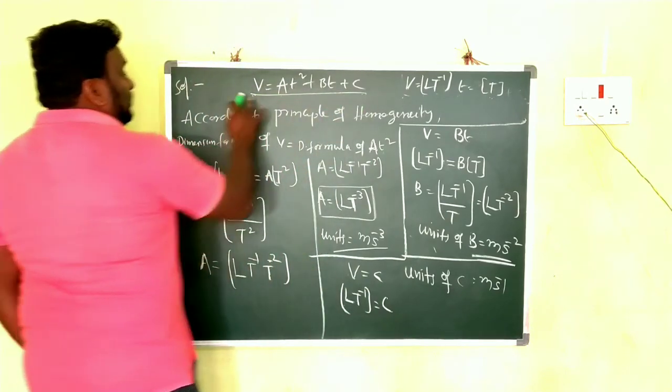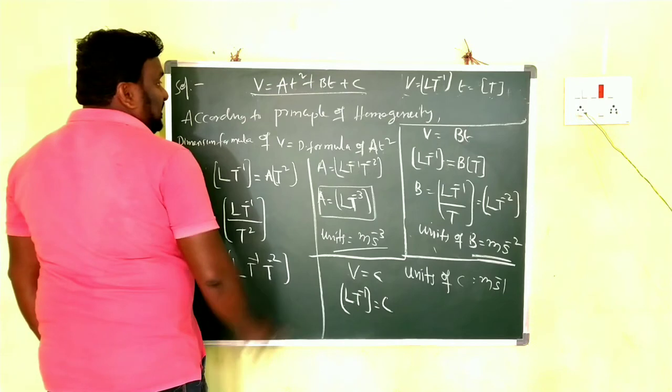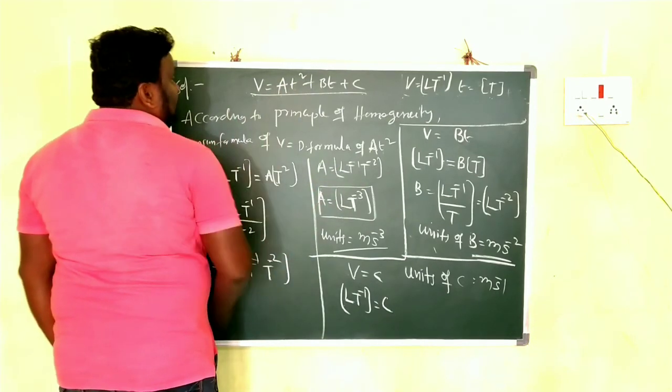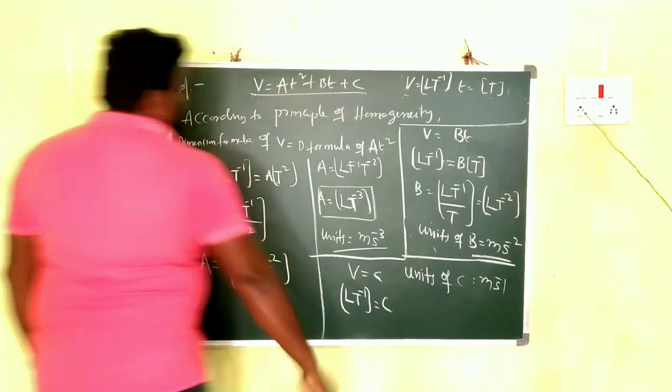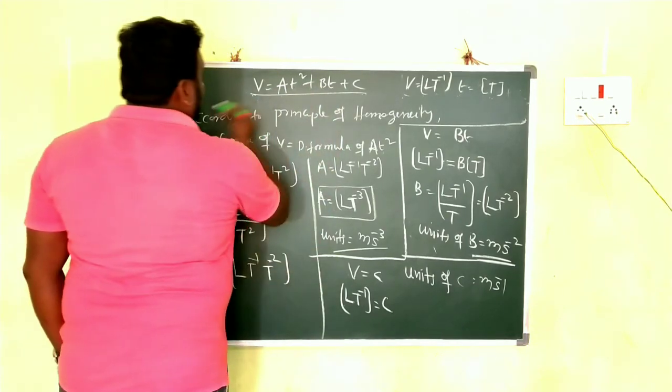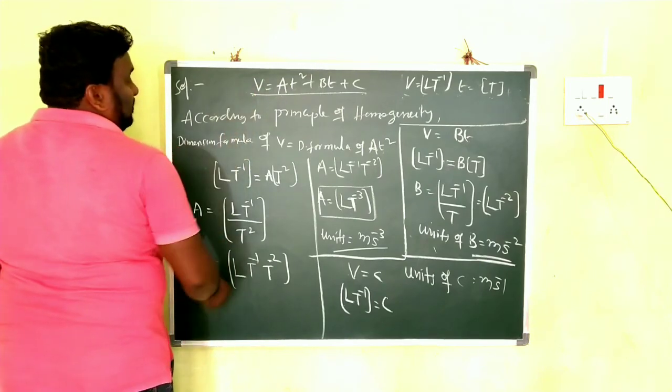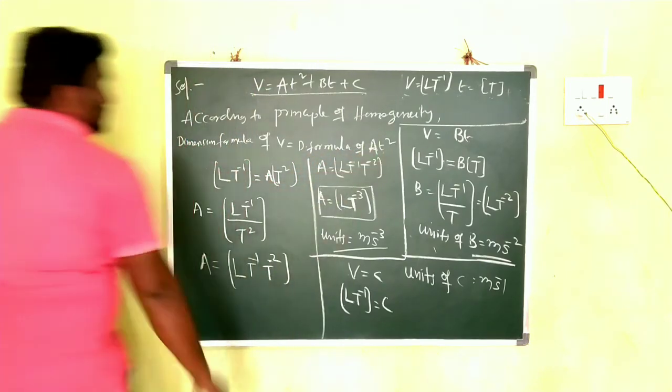And children, this is a one-dimensional equation, so it will obey the principle of homogeneity. That means the dimension formula of V must be the same as that of AT square, BT and C. So according to the principle of homogeneity, we write the dimension formula of V equals the dimension formula of AT square.